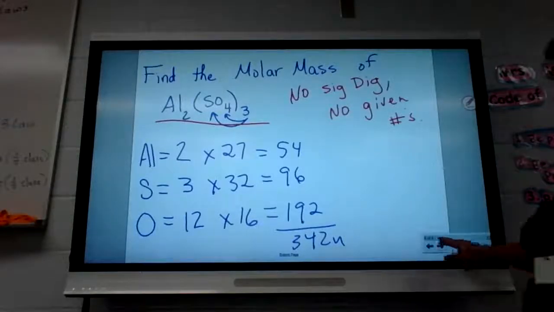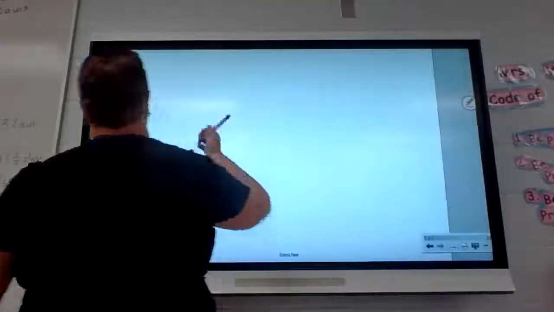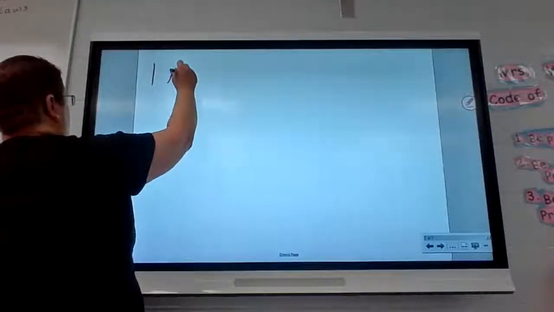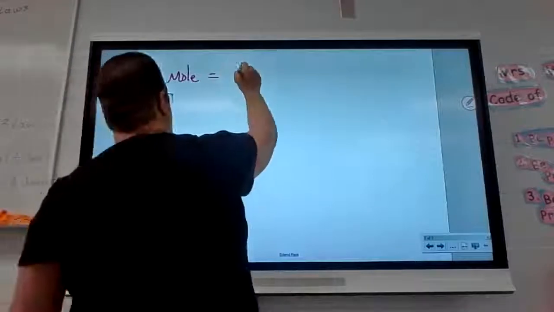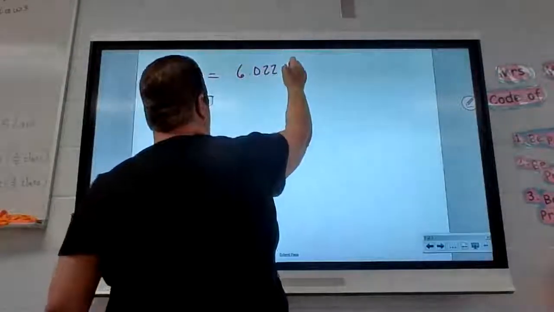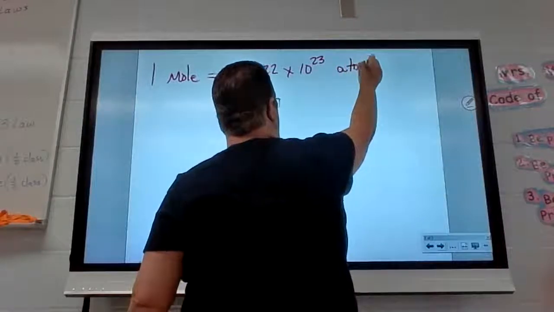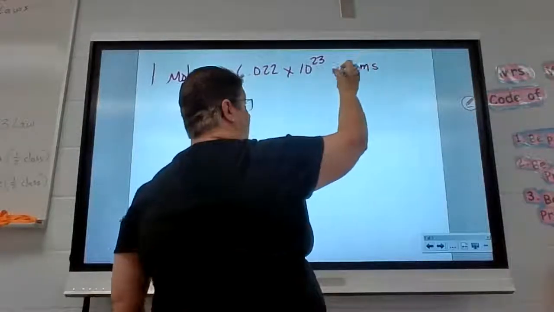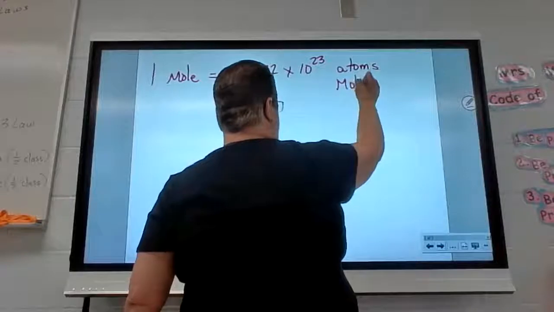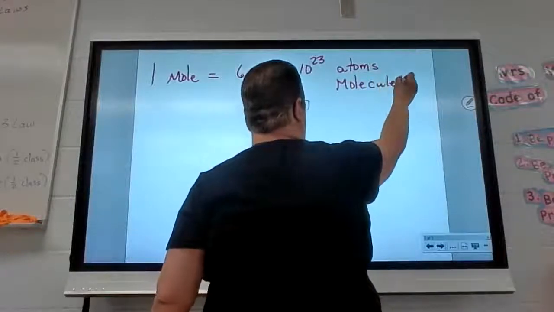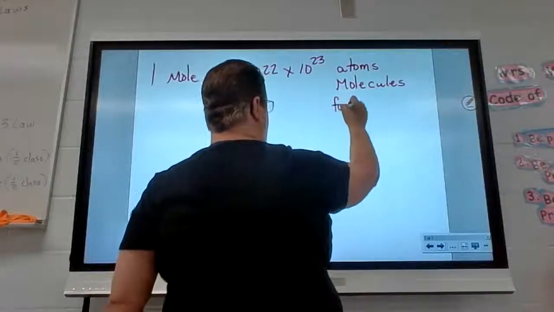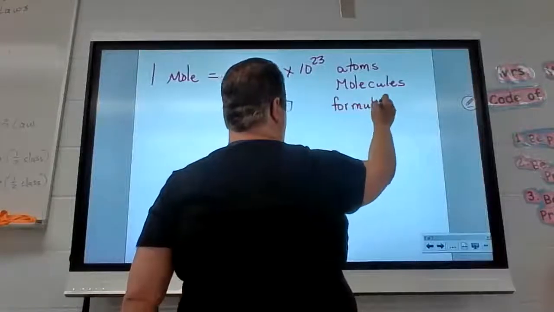All right, we said 1 mole was equal to 6.022 times 10 to the 23rd atoms. Today we're going to add to that. It's also equal to molecules and formula units.